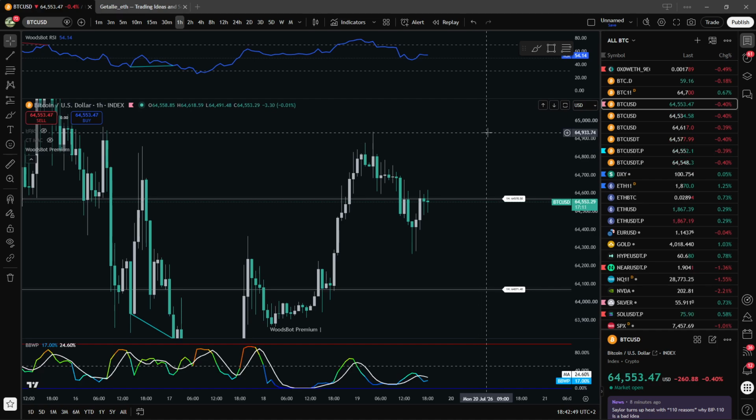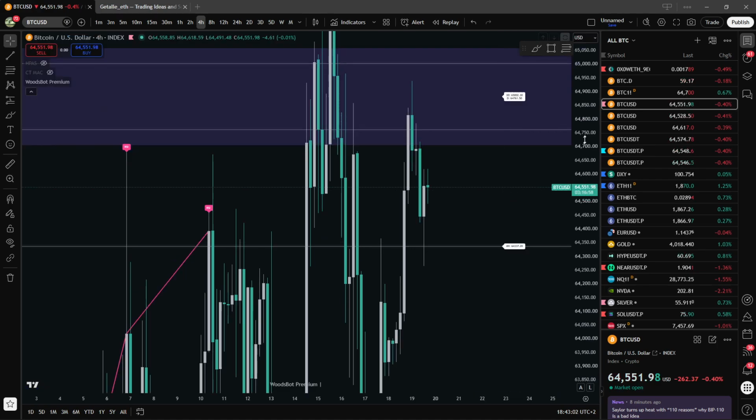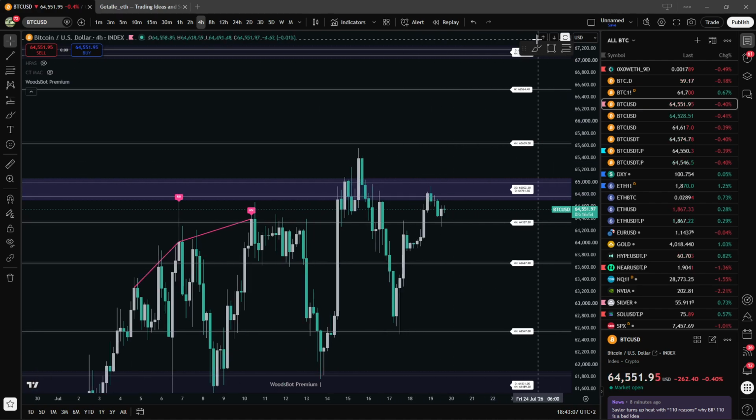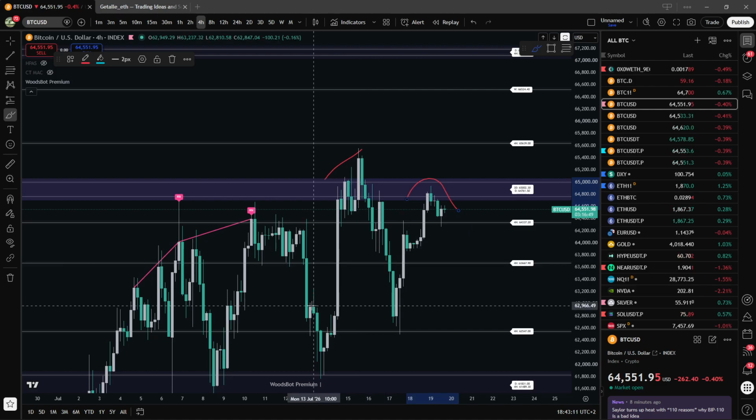What are your opinions about Bitcoin at the moment? Do you think it will go higher, or does it go lower first? Because if Bitcoin makes a lower high, this is the place for Bitcoin to make a lower high, right? So I'm not super convinced about the direction where Bitcoin is headed at the moment.